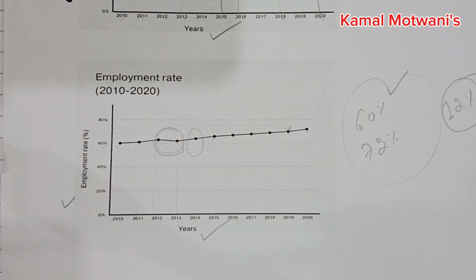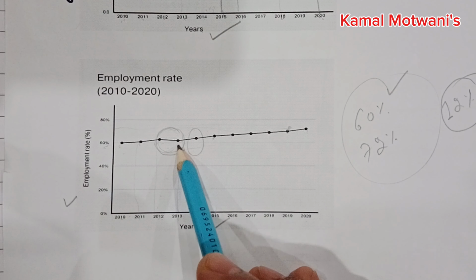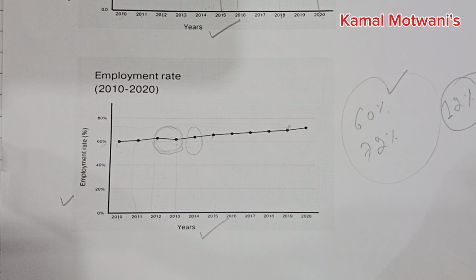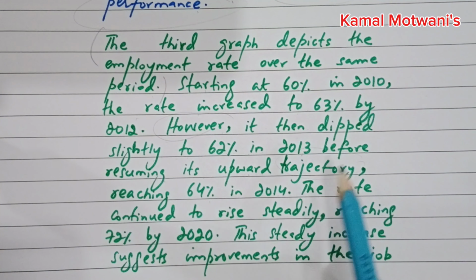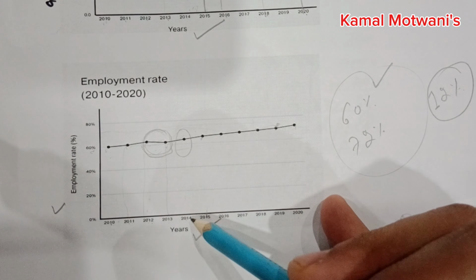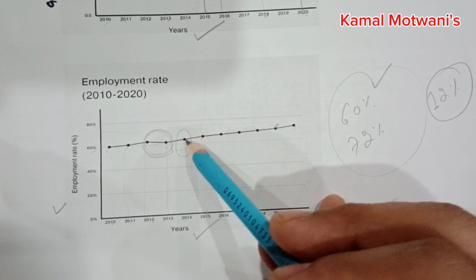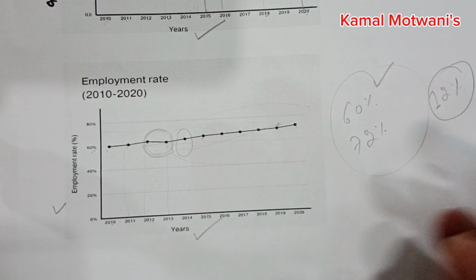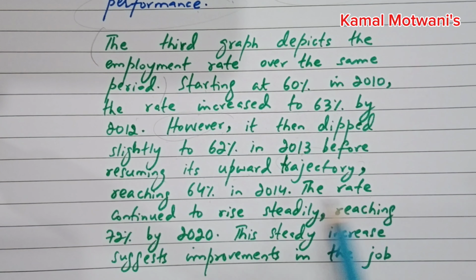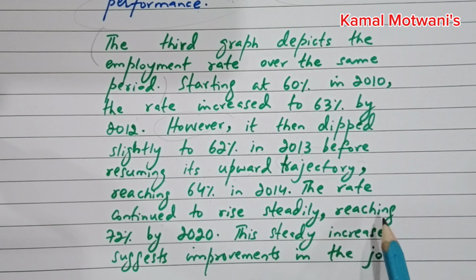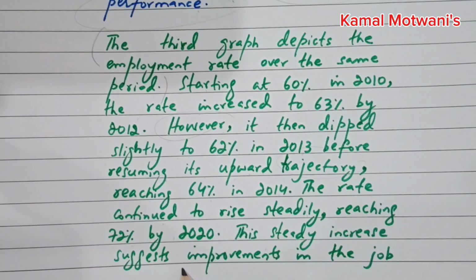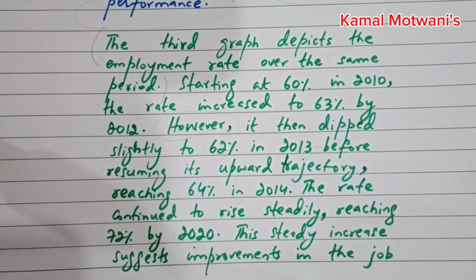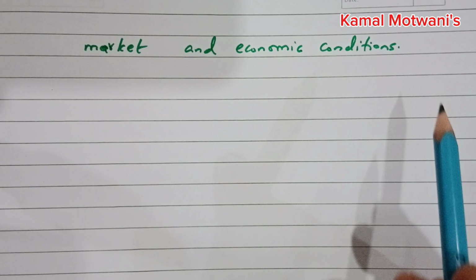Then it followed a downward trend for a year to 62%. Then from 62% it reaches back to 64% in 2014. So then from 2014, 64%, it again follows the upward trend. Okay, the rate continued to rise steadily, reaching 72% by 2020. This steady increase suggests improvements in the job market and economic conditions.